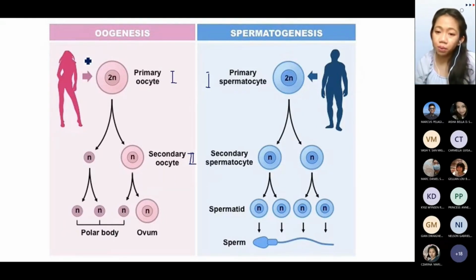So, meron kang spermatid dito, and sa kabila, meron kang egg. Miguel, yes? Compared to oogenesis po, spermatogenesis produces more cells because all the spermatid are produced into sperm. How about sa oogenesis? Based on the diagram po, only 1 out of 4 are being produced into ovum.